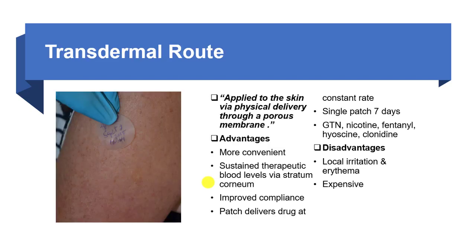So if I move to the next slide, I want to talk about the transdermal route, and this is essentially the route in which the patch or a particular physical delivery device is applied to the skin that has a porous membrane. If you look at this picture, on the left side of the slide, this is a patch which is being applied to the skin, and this patch has medication to have a therapeutic effect in the body.